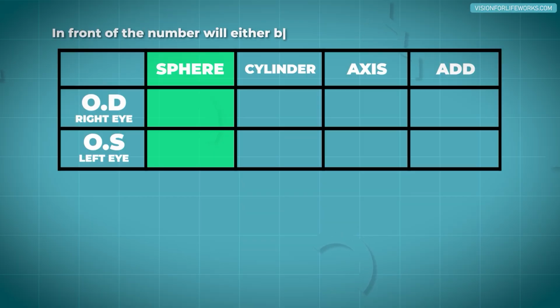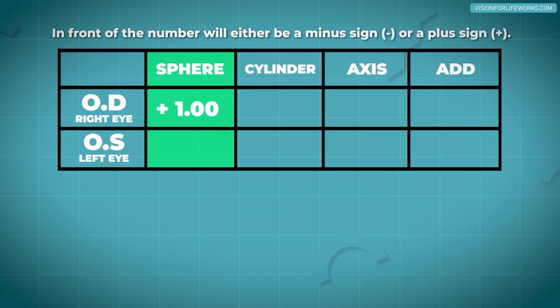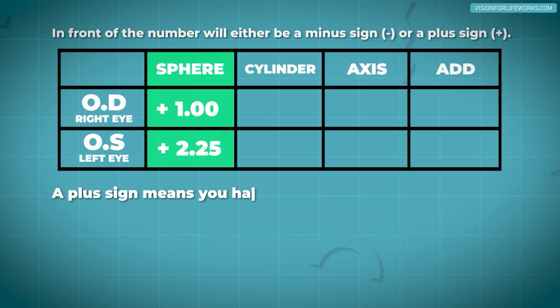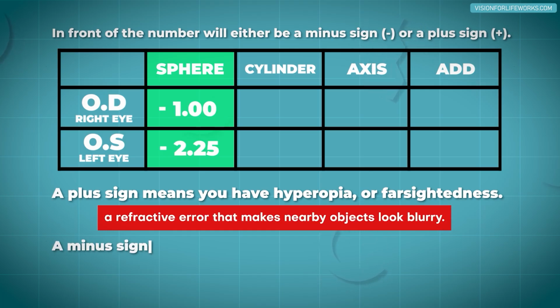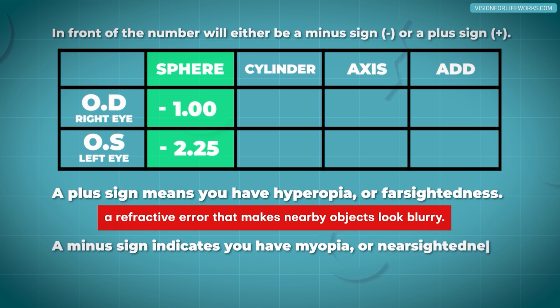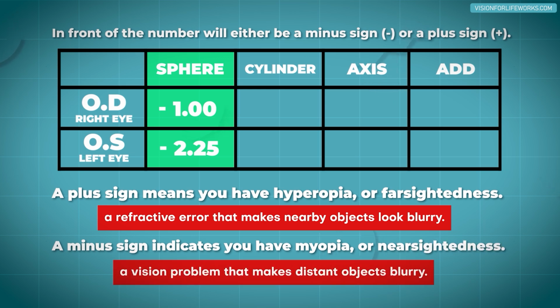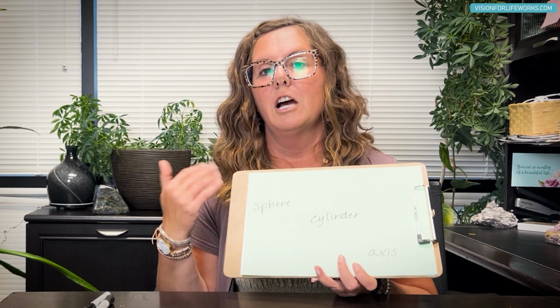So then if it's a plus and it's say +1 or +2.25 or +4.75, then that means that the person is farsighted. That plus sign indicates farsightedness or hyperopia. Now, if it's a minus sign on that sphere component, then that indicates being nearsighted or having a condition called myopia, where the person doesn't see as well far away. Farsighted is the person can see far away, but they don't see as well up close.